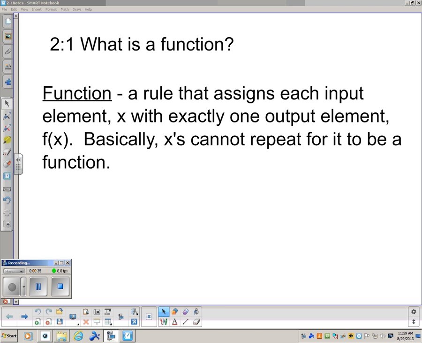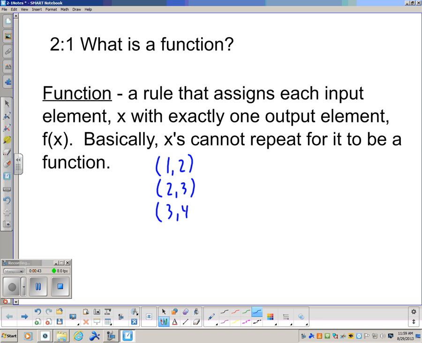So let's just look at an example of this. If I have these ordered pairs, (1, 2), (2, 3), (3, 4). Looking at those ordered pairs, each input value can be assigned with exactly one output value. So this 1 is not assigned with any other value except 2. This 2 is not assigned with any other value, just a 3, and this 3 is only assigned with one value, it's just 4. So the x's do not repeat. There's 1, 2, and 3. There's not another 1 something or another 2 something or another 3 something. So yes, this is a function.